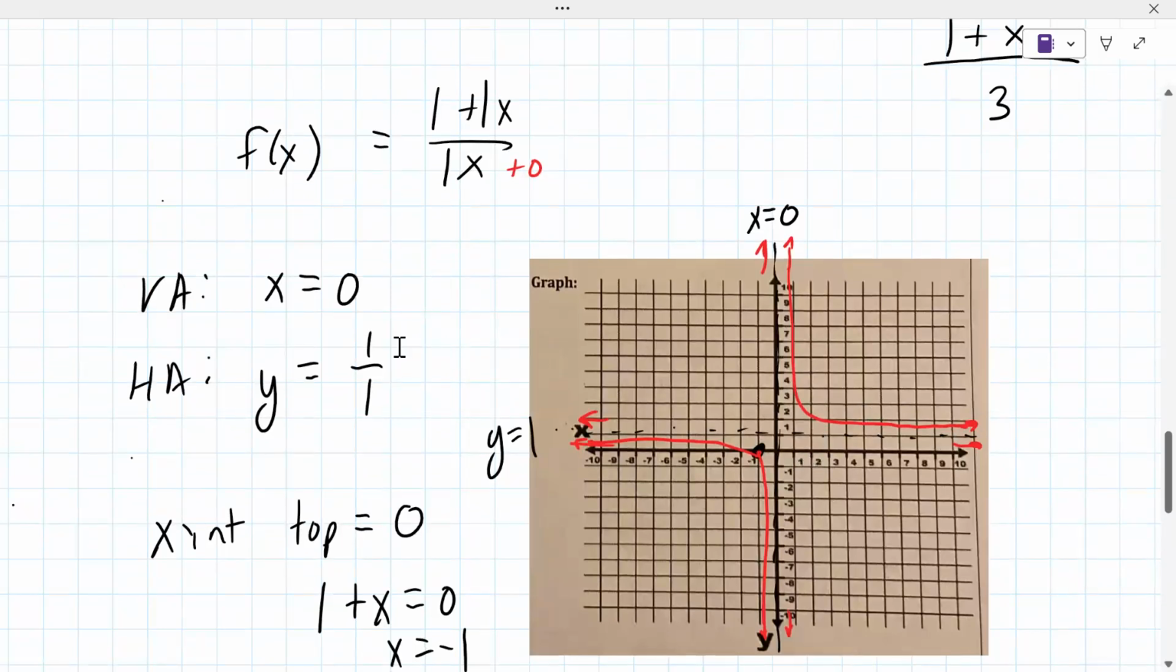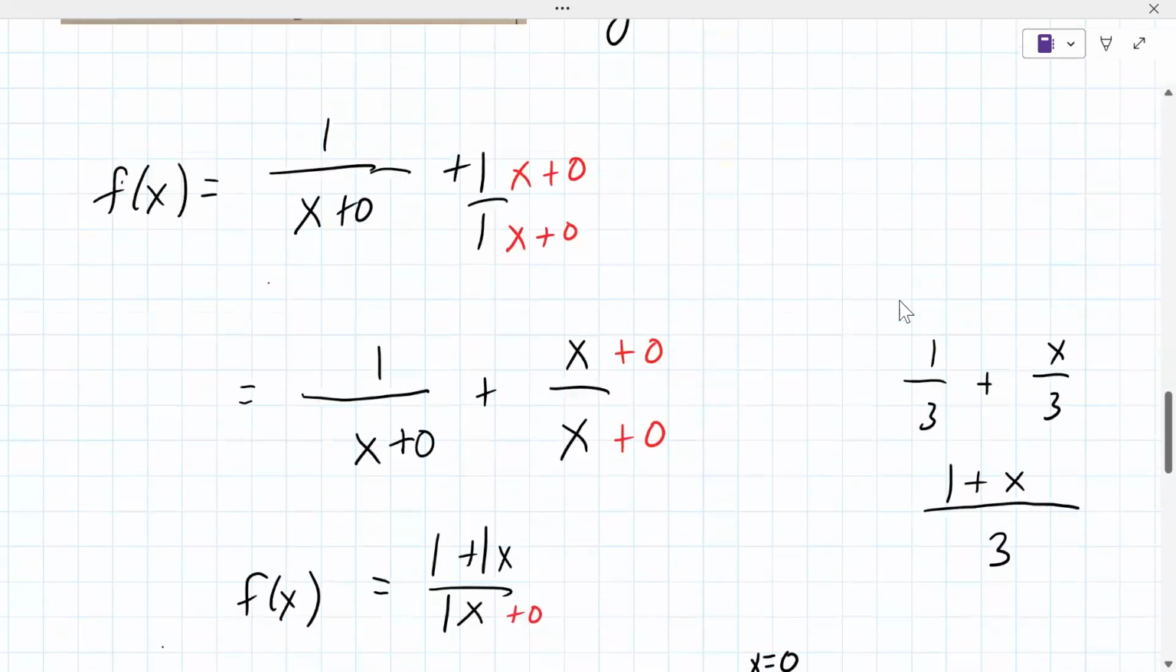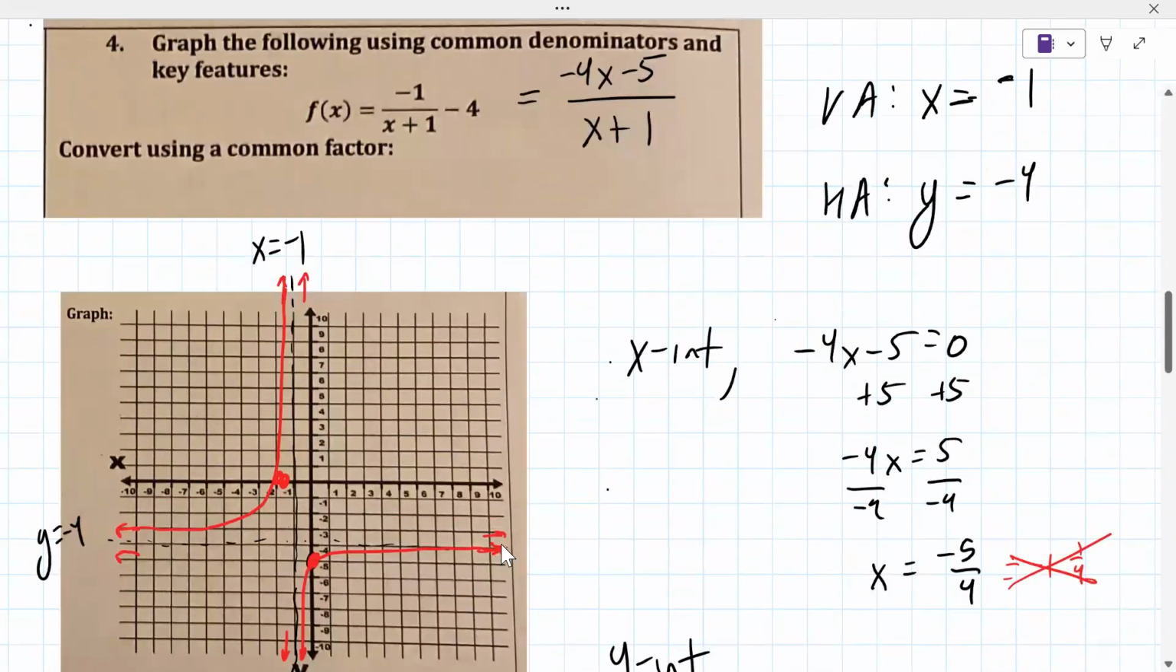So how this one then approaches 1 on the right and then approaches 1 on the left. That was the previous problem we did. The one before it approaches -4 and -4.